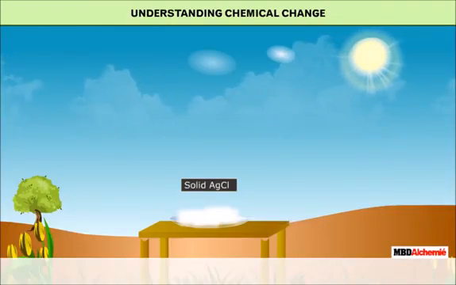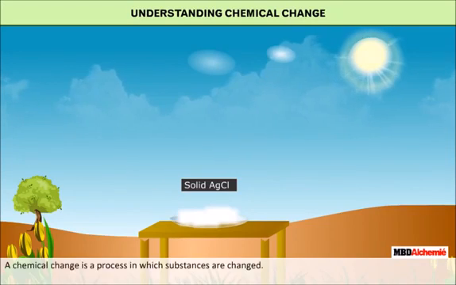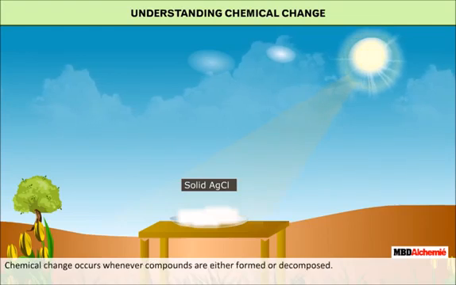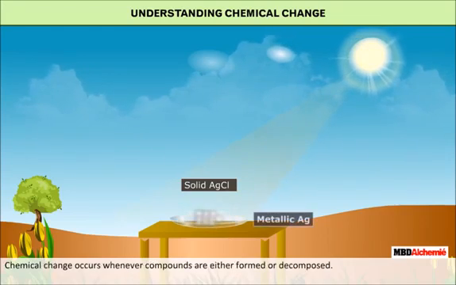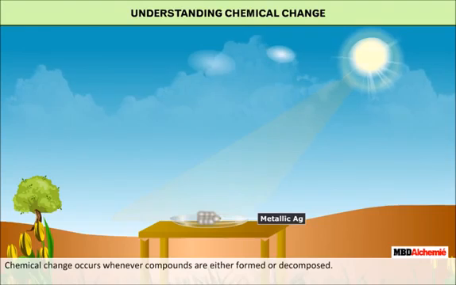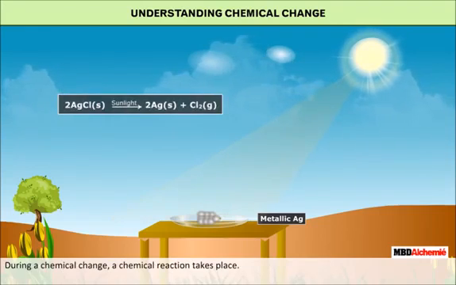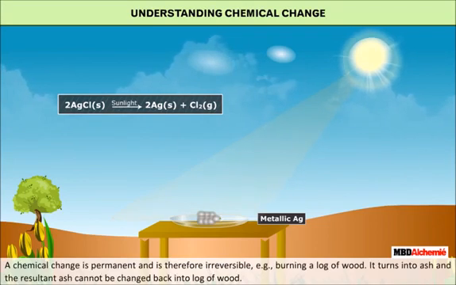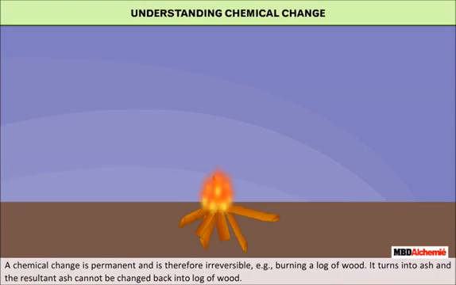Understanding chemical change. A chemical change is a process in which substances are changed. Chemical change occurs whenever compounds are either formed or decomposed. During a chemical change, a chemical reaction takes place. A chemical change is permanent and is therefore irreversible. For example, burning a log of wood. It turns into ash, and the resultant ash cannot be changed back into a log of wood.